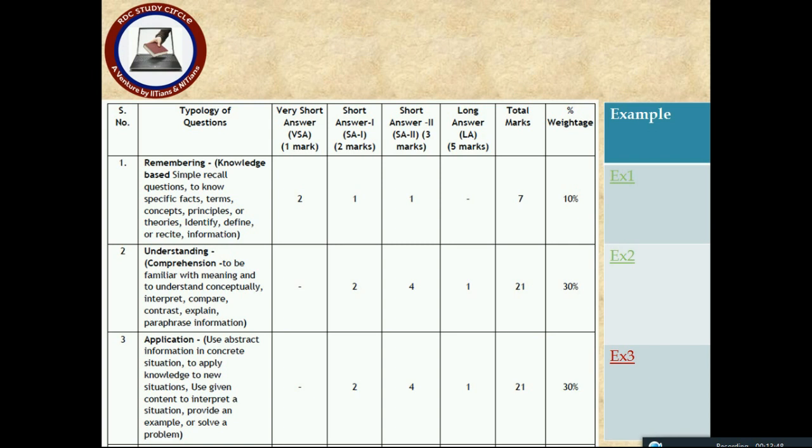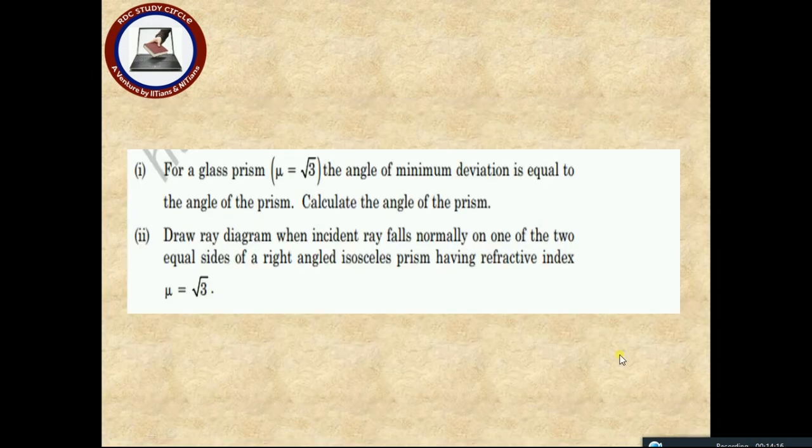The third category of questions is based on application skills, where the ability to use abstract information in a concrete situation, or to apply knowledge to a new situation, or to use given content to interpret a situation, provide an example or solve a problem. And the weightage of application type questions is 30%. Let's see an example of such a question: draw a ray diagram when an incident ray falls normally on one of the two equal sides of a right angled isosceles prism having refractive index mu root 3.